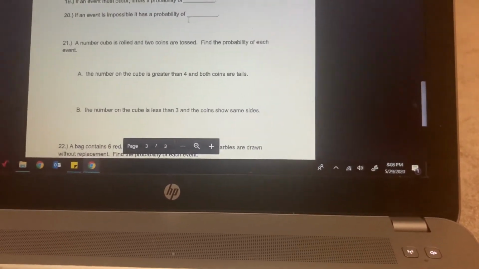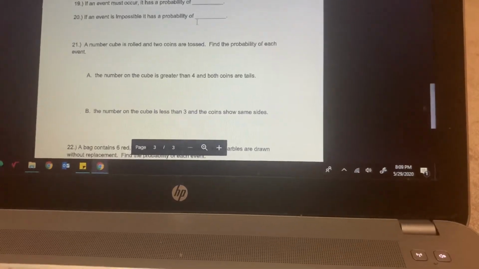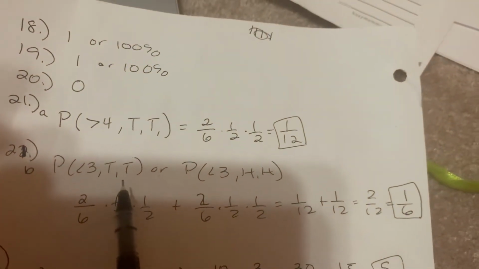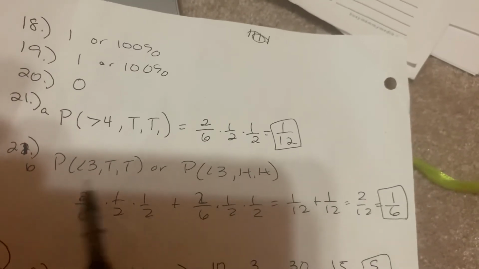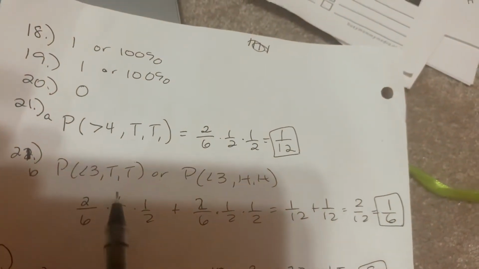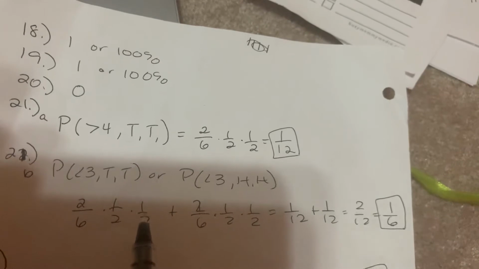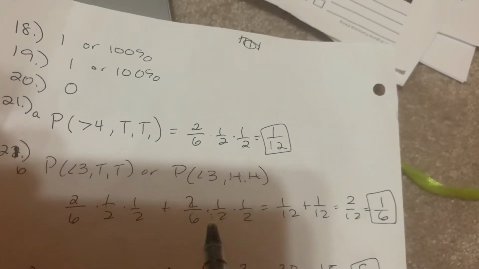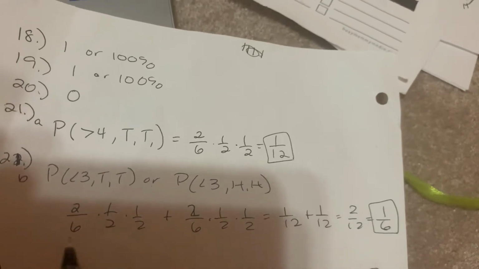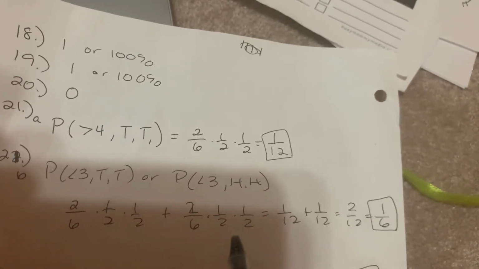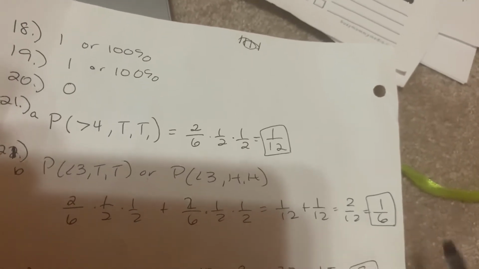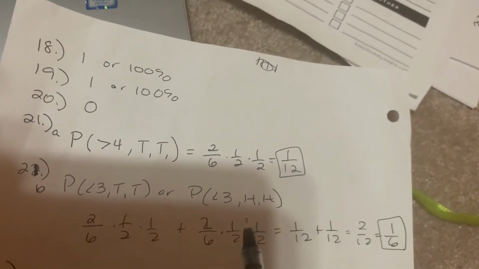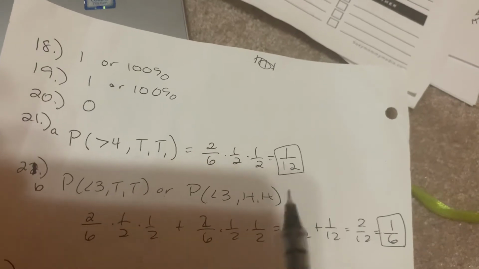B says the number on the cube is less than 3 and the coins show the same side. Well, if you're less than 3, same sides would be tails or heads. So less than 3 is 2 options. Tails is 1 option, tails is 1 option. Less than 3 is 2 out of 6. Heads is this, heads is this. So this is going to be 1/12. This is going to be 1/12. Add them together. That's 1/6. So when they say same sides, you have to think, well, what's all same sides? Tails, tails, heads, heads.